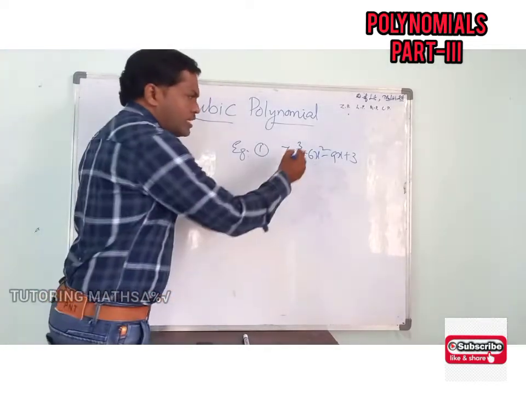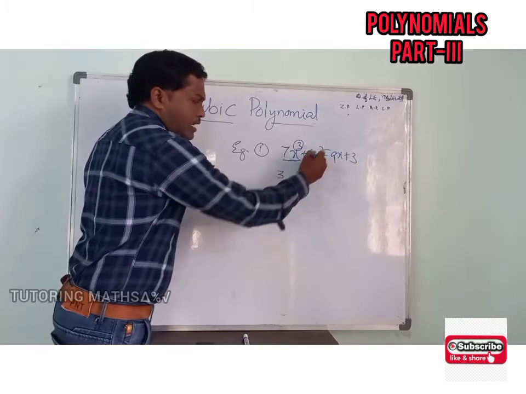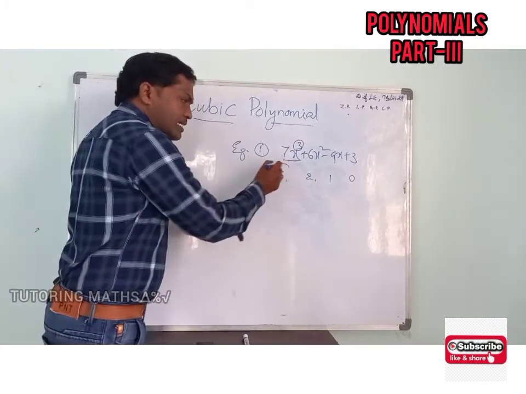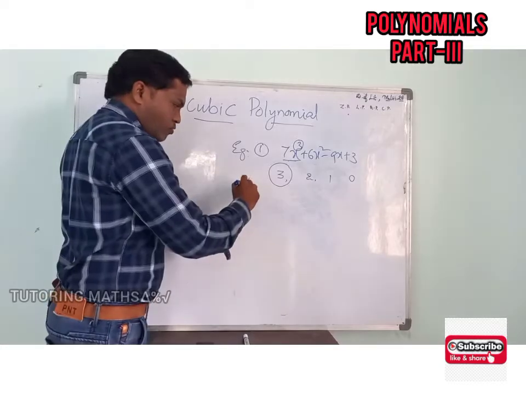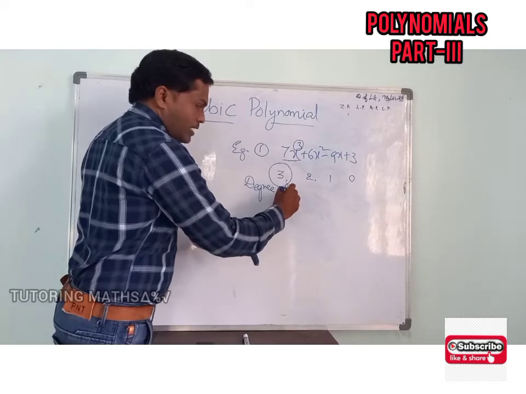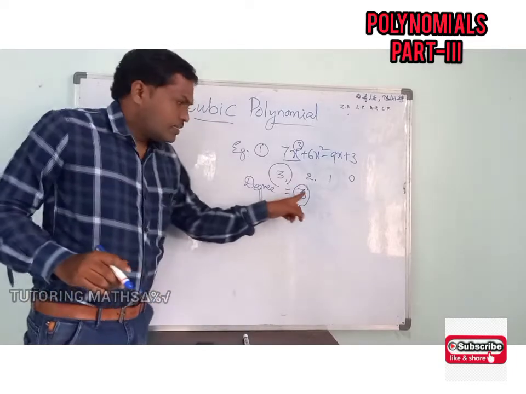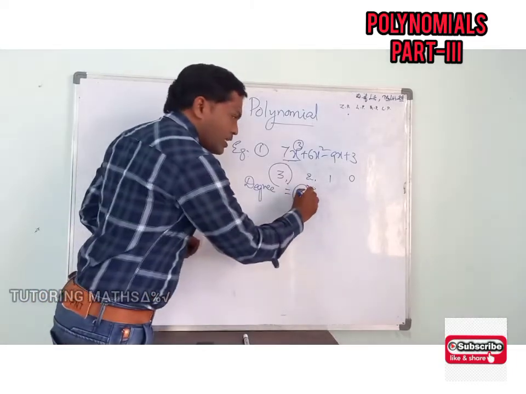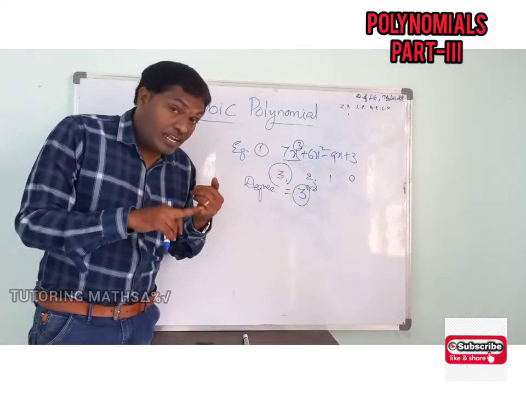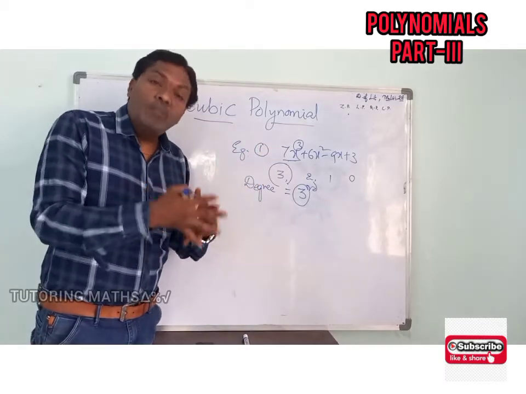Tell me, what is the highest exponent of the variable in the first term? 3. Here 2, and this is 1, and this is 0. Therefore, what is the highest exponent? 3. Therefore, the degree of this polynomial is 3. Therefore, a third degree polynomial is called a cubic polynomial. If the degree of a polynomial is 3, then that polynomial is called a cubic polynomial.